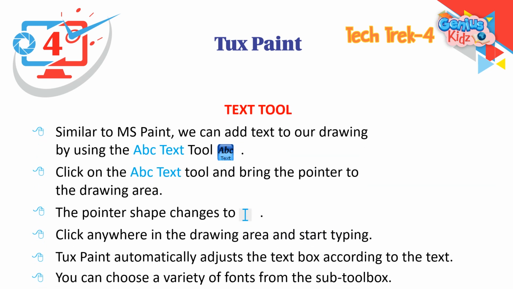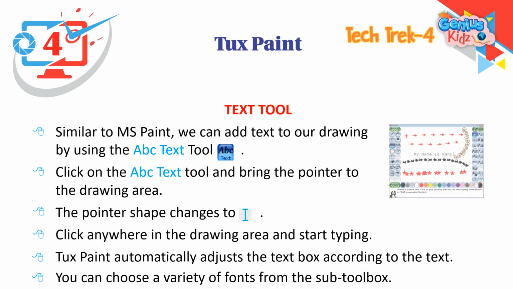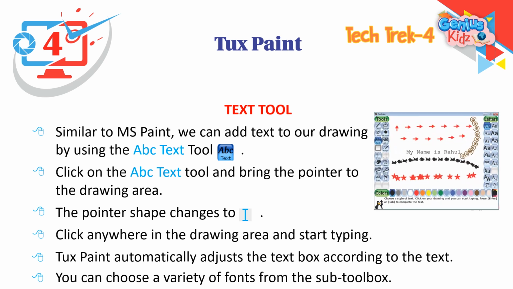Text tool. Similar to MS Paint, we can add text or drawing by using the ABC text tool. Click on the ABC text tool and bring the pointer to the drawing area. The pointer shape changes to I. Click anywhere in the drawing area and start typing. Tux Paint automatically adjusts the text box according to the text.